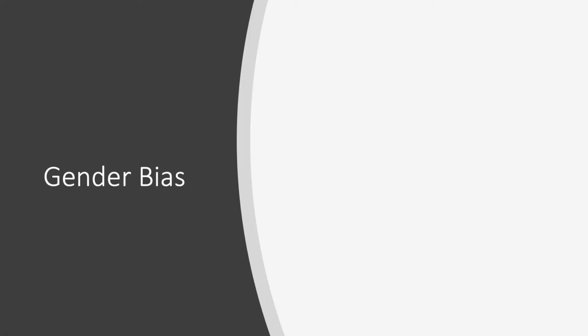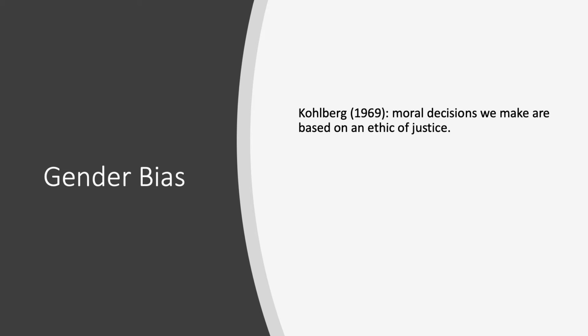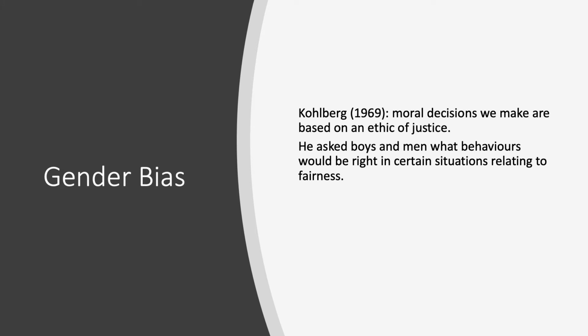Quick reminder on something that we looked at in gender bias, because it's going to help us when we do this chi-squared test. If you remember, we talked about this piece of research by Kohlberg, who found that moral decisions we make are based on an ethic of justice. The way that he found this out was he asked boys and men what behaviours would be right in certain situations relating to fairness. And then he concluded that everybody makes moral decisions based on an ethic of justice.